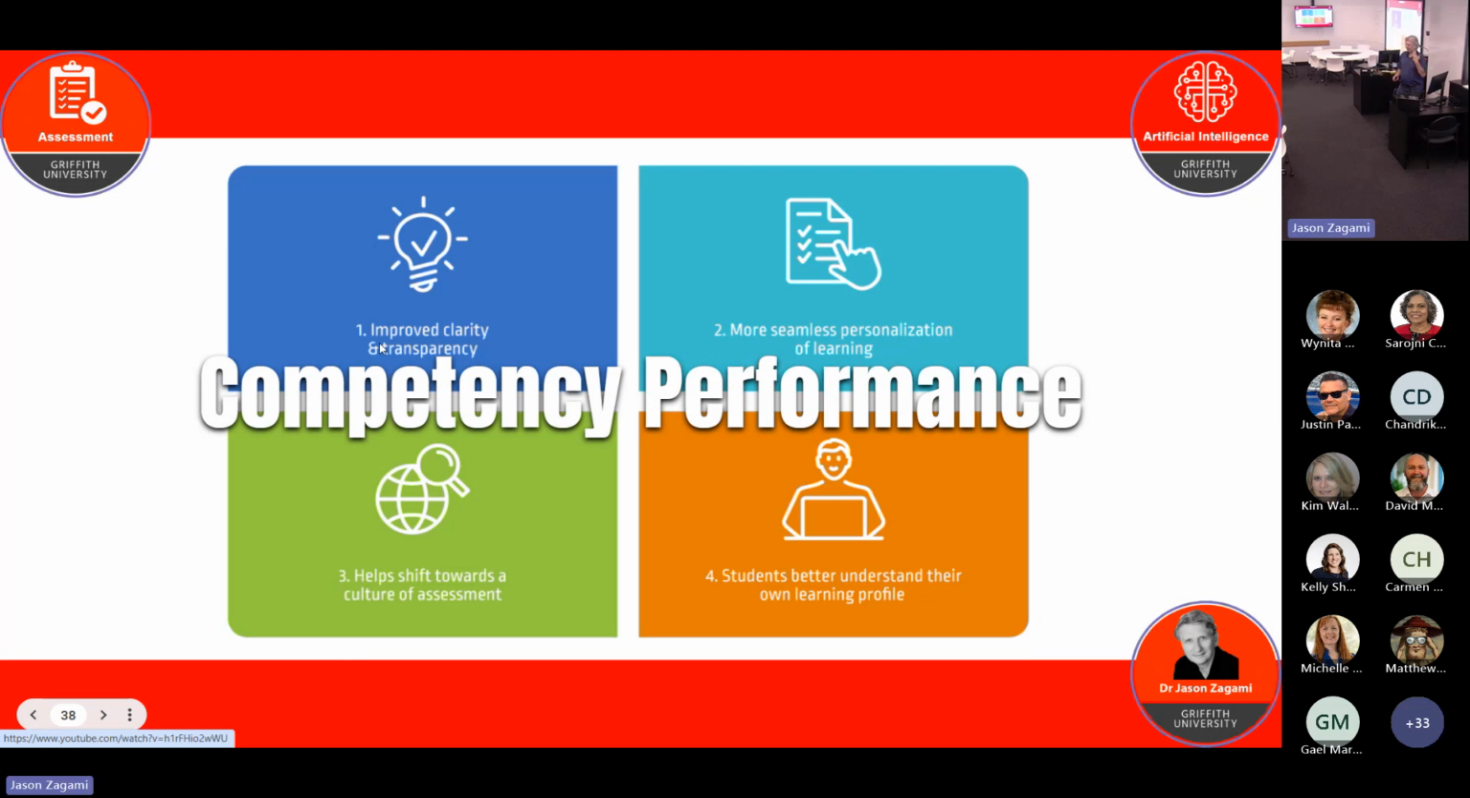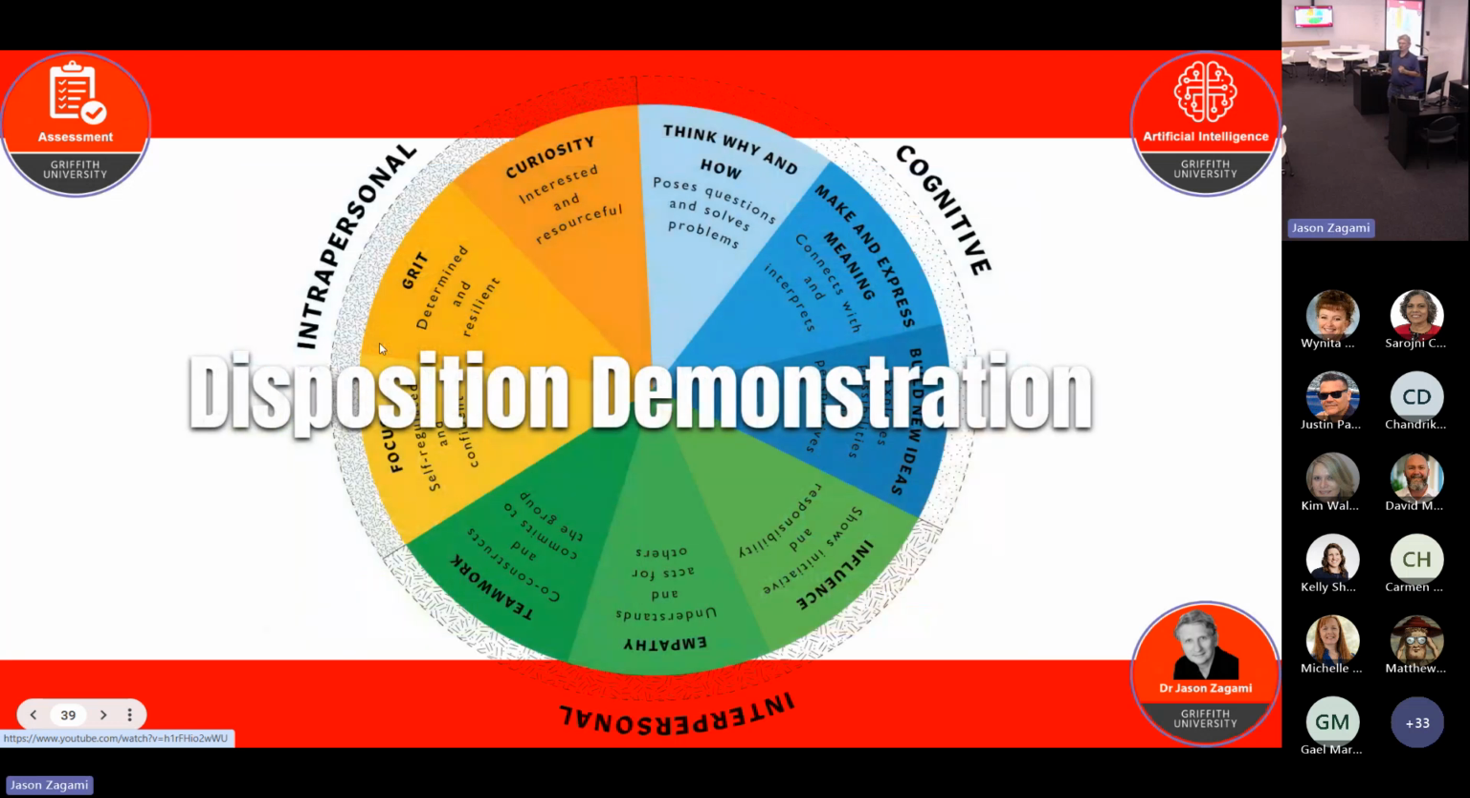The other approach that I've been looking at is disposition demonstration. This is taking the idea that each of our professions has a certain disposition, a way of doing that profession, a way of being that professional. A doctor has a certain way of thinking and behaving and doing things that is different to a lawyer or a musician or a teacher.